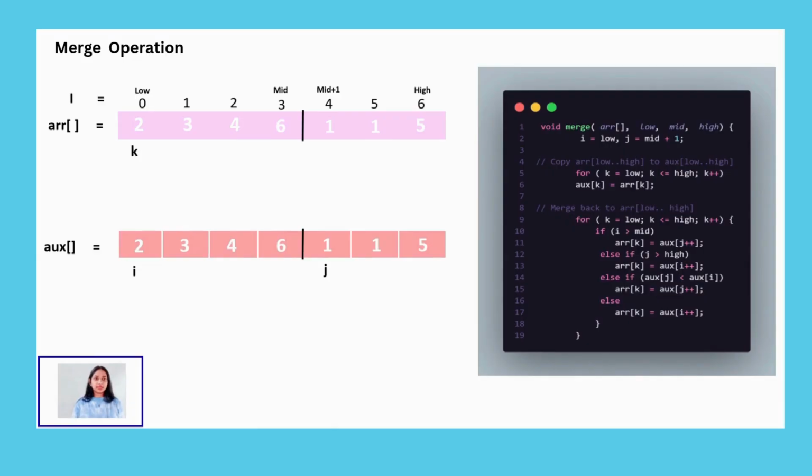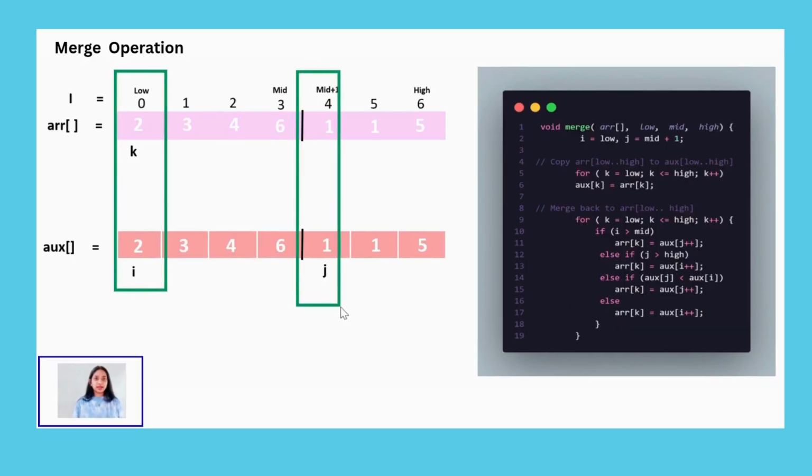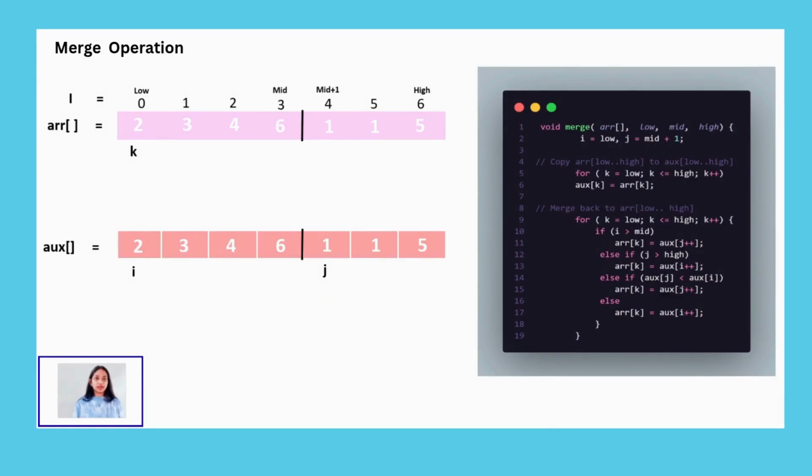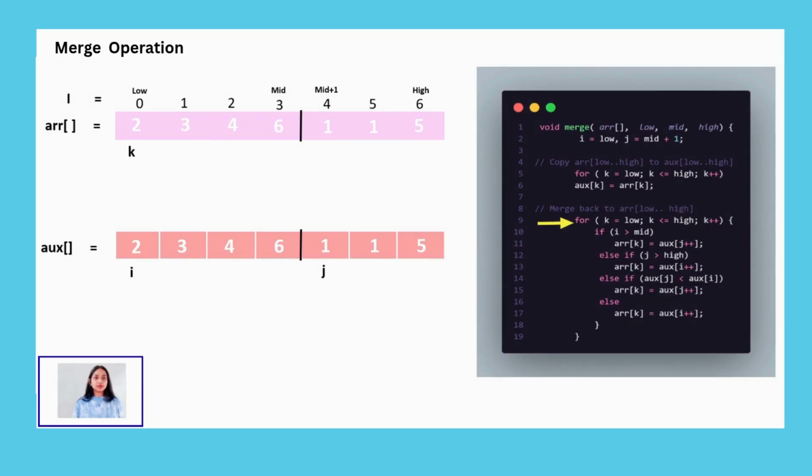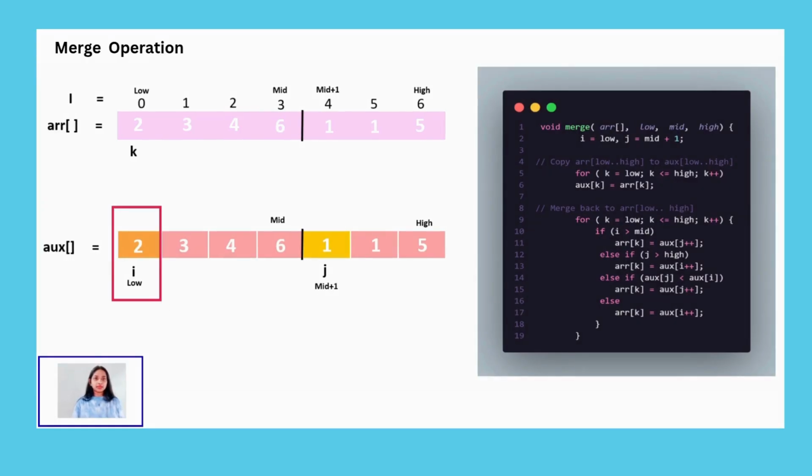Let's take three variables i, j and k, where i is used for the start index or low in the auxiliary array, j is used for mid plus 1 in the auxiliary array, and k is used for the start index or low of the input array. Let's run this loop from low to high for the input array. In the first iteration, compare the ith index of the auxiliary array to the jth index of the auxiliary array.